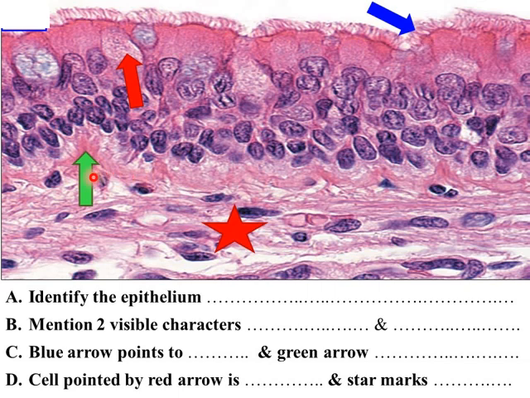The blue arrow points to the cilia, the green arrow to the basement membrane. The cell pointed to by the red arrow is the goblet cell, and the star is the underlying connective tissue. As you can see here, the connective tissue contains many blood vessels. Why? Because the epithelium is avascular and takes in nutrition from the underlying connective tissue by diffusion.